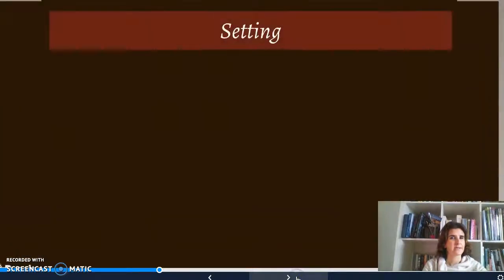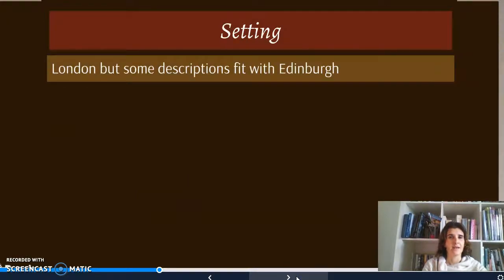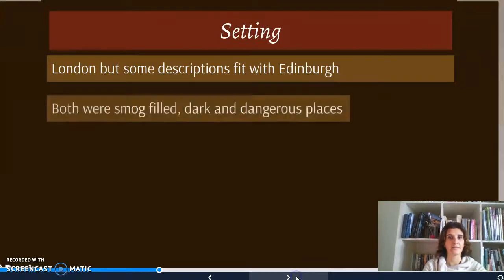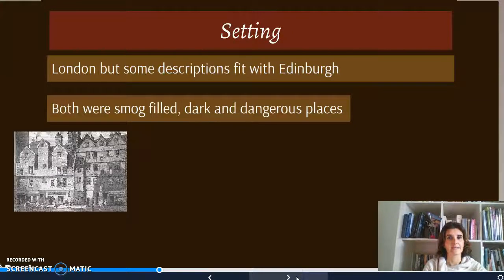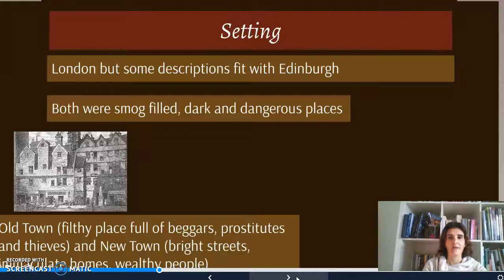Where is the story set? The story is set in London, but some descriptions fit with the city of Edinburgh. Both cities were smoke-filled, dark, and dangerous places. Edinburgh in particular was divided into two parts, the old part and the new part, one within walking distance to the other. The old part was a filthy place full of beggars, prostitutes, and thieves.